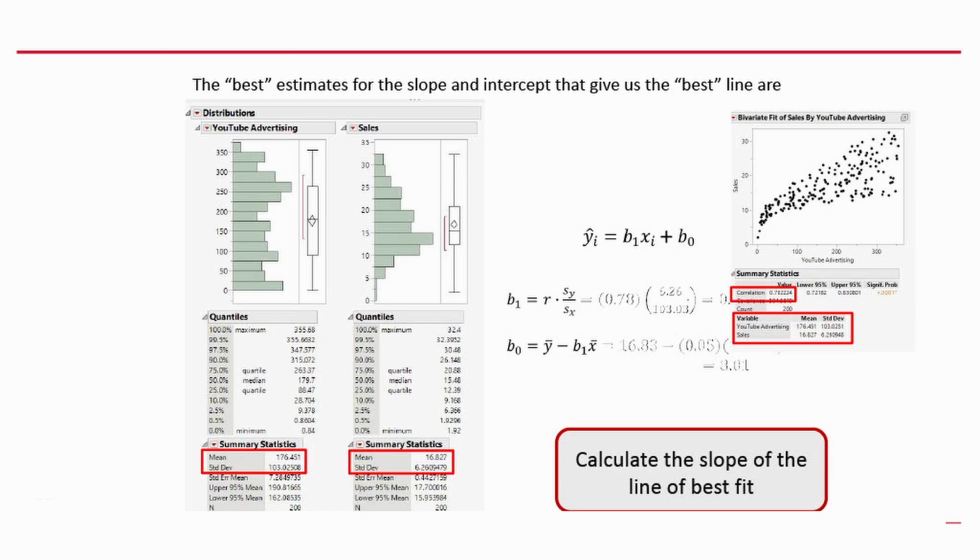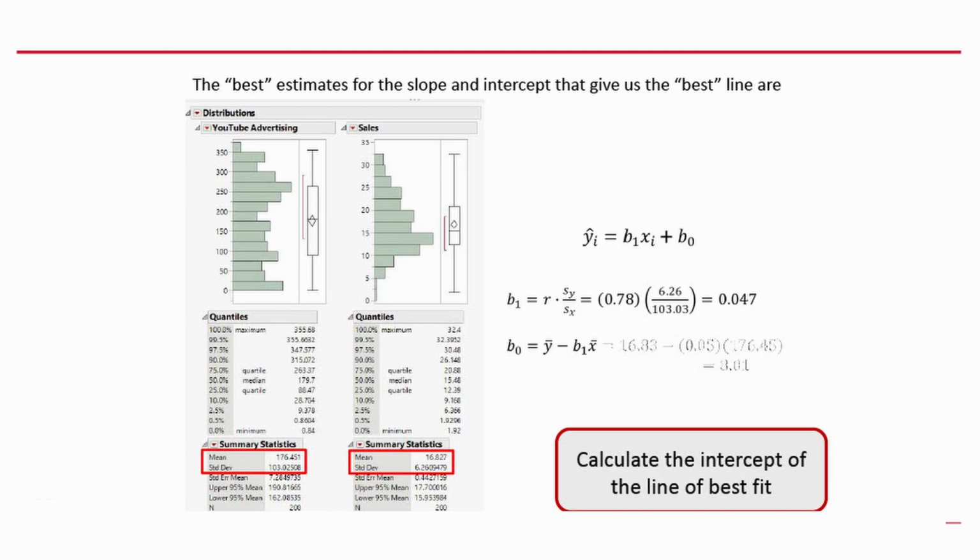So I'm going to pull that correlation coefficient and the two standard deviations and put them in their appropriate spots, remembering that x and y have to go in the appropriate spot. Standard deviation for y needs to go on top, and the standard deviation of x needs to go on the bottom for the slope. That is, my best slope should be 0.78 if you round to 2 decimal places, times 0.626 divided by 103.03, which would give you 0.047, and that is the best slope for our line of best fit. So that will be B1 in our equation.